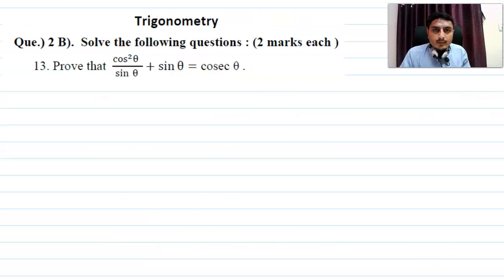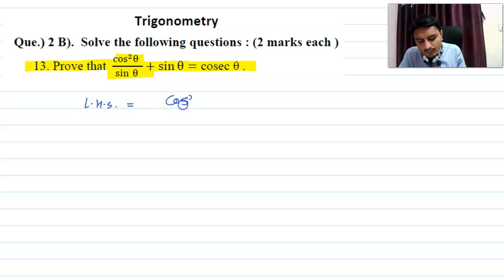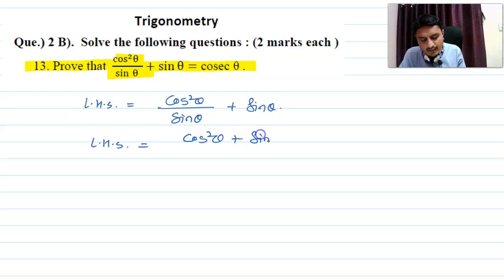Look at question number 13 from question 2b. Prove that cos square theta divided by sin theta plus sin theta is equal to cosec theta. Consider the LHS: cos square theta divided by sin theta plus sin theta. Making a cross multiplication, we get cos square theta plus sin theta into sin theta, that is sin square theta, whole divided by sin theta.